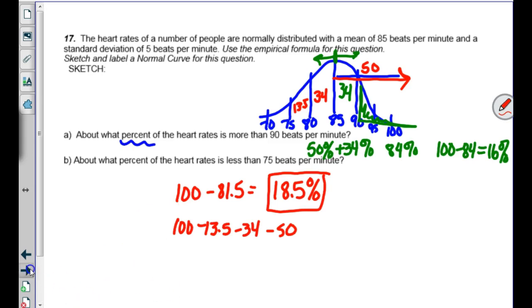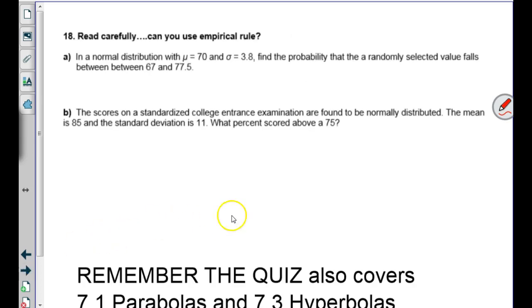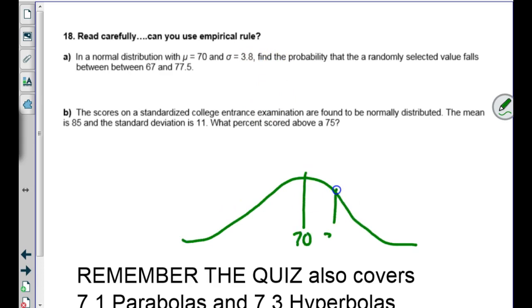But I don't really want to leave normal distribution without talking about ones where you can't use the empirical rule, okay? In a normal distribution with a mean of 70 and a standard deviation of 3.8, okay, somebody help me do this fast. If it went up by 3.8, this would be 73.8 and another 77.6, 80.9. But going this way, minus 3.8 would be 60.